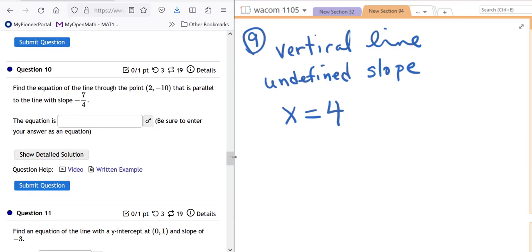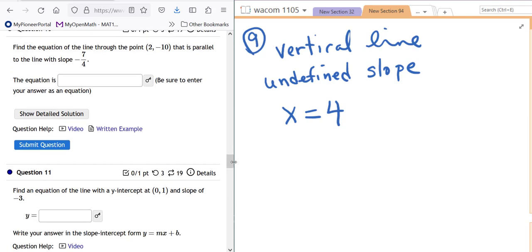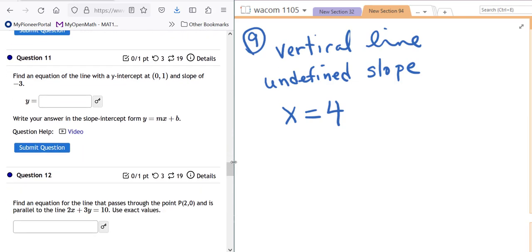All right, here's one that's saying something about parallel. Parallel means the other slope is going to be the same. So let's skip that one. Equation of the line. This is a y-intercept it's giving. Because it's a y-intercept, a special point, you could go straight into this form.